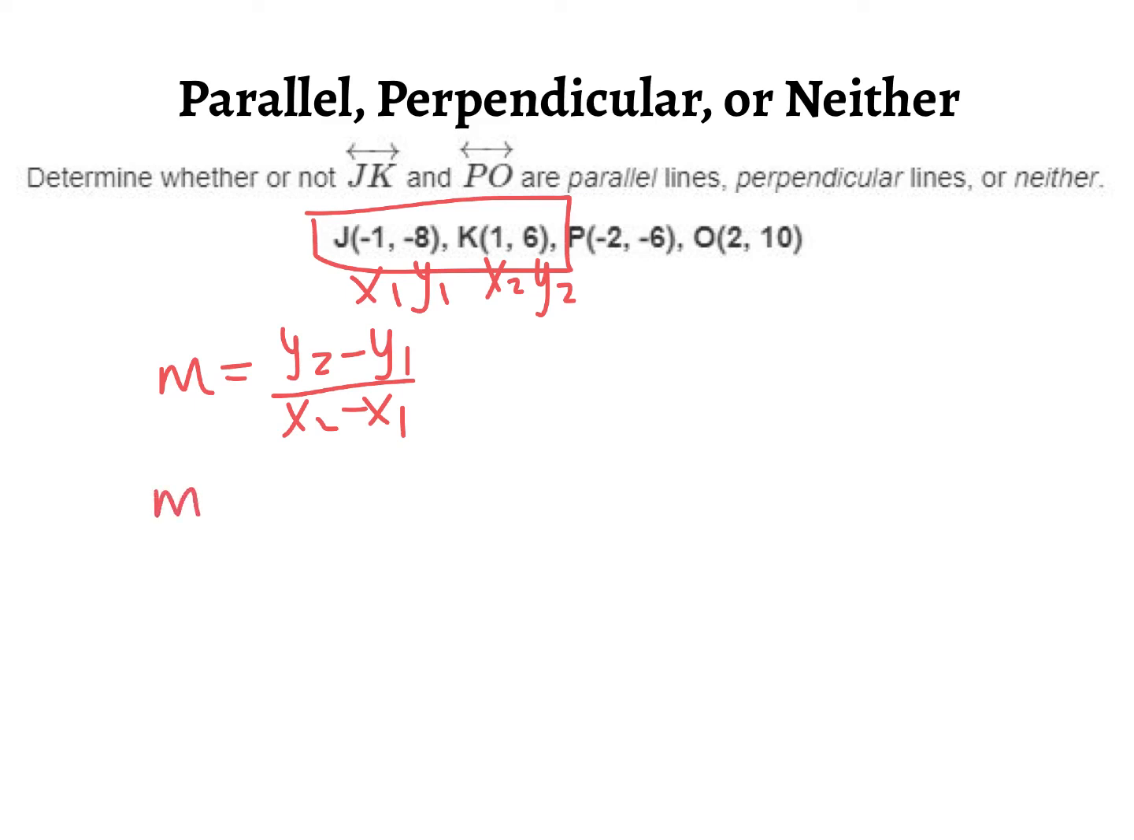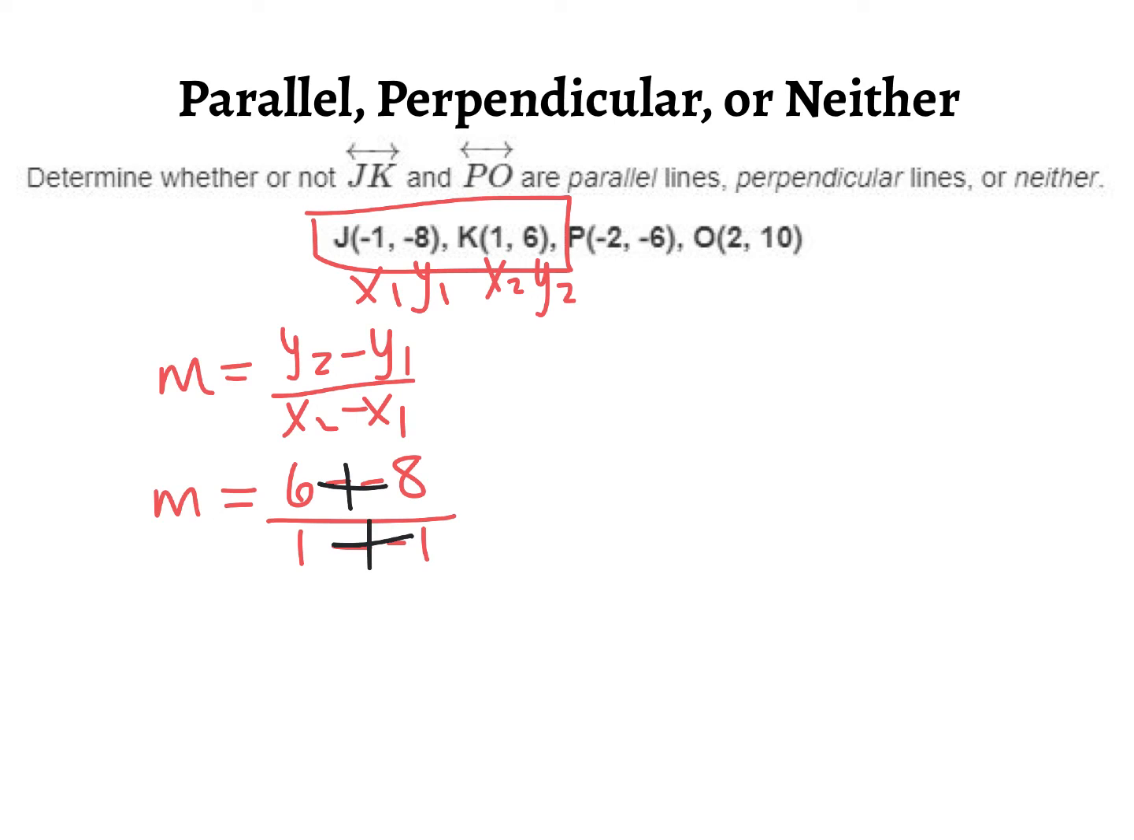So we have y2, which is 6, minus y1, a negative 8, divided by x2, which is 1, minus x1, negative 1. The formula says minus the x value, and if the x value is negative, you have to subtract a negative, which means addition. So the top changes to plus, and the bottom changes to plus as well.